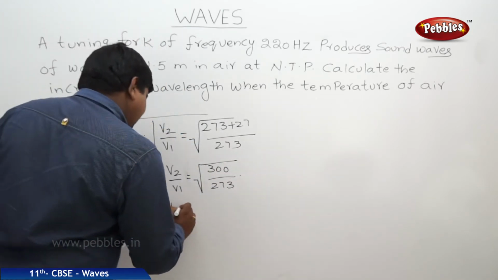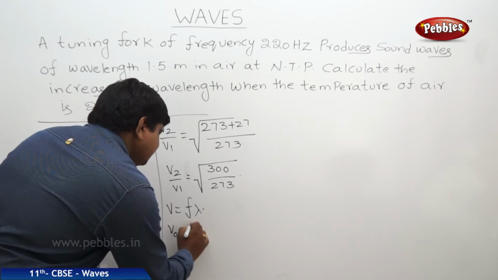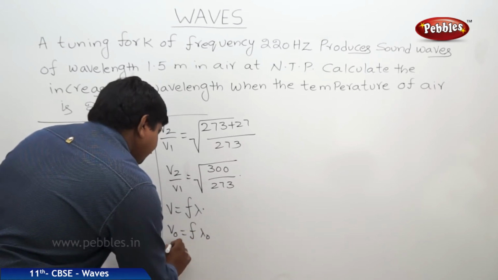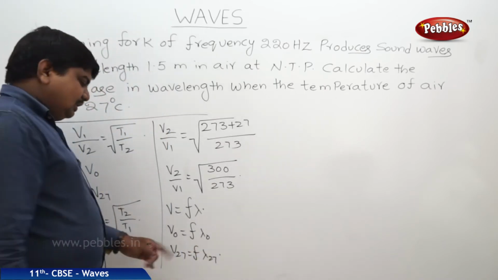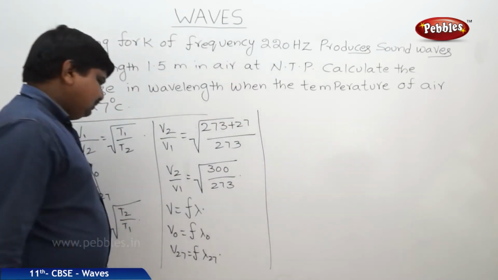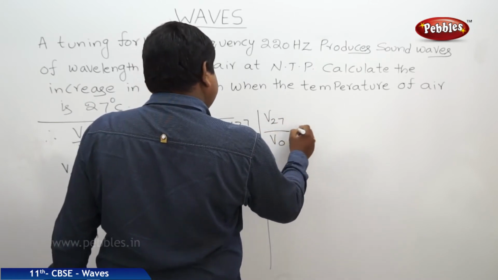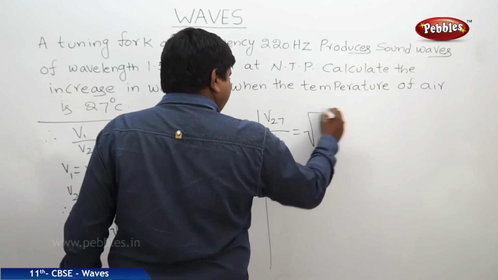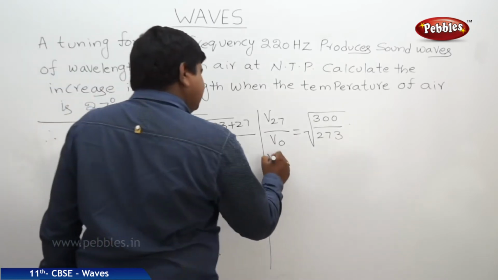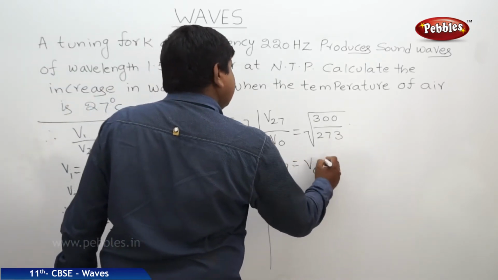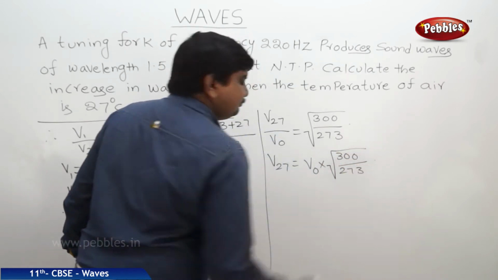But V is equal to F lambda. V at 0 degrees Celsius is equal to F at lambda. V at 27 degrees is equal to F at lambda 27. Like this we can see the formula. So V2 by V1 is equal to V27 by V0 is equal to square root of 300 by 273. Velocity at 27 degrees Celsius is equal to V0 into square root of 300 by 273.